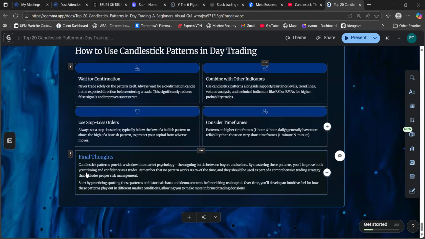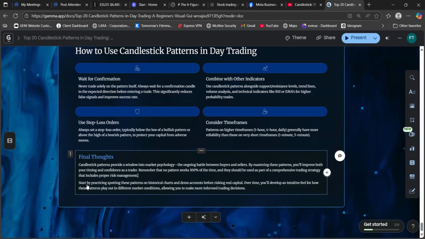So my final thoughts: candlestick patterns provide a window into the market psychology, the ongoing battle between buyers and sellers. By mastering these patterns, you will improve both your timing and confidence as a trader. Remember that no pattern works 100%. I will repeat, no pattern works 100% of the time, and they should be used as a part of a comprehensive trading strategy that includes proper risk management.